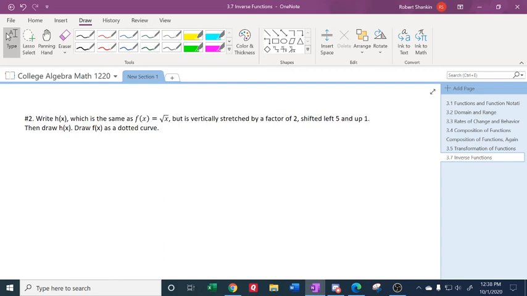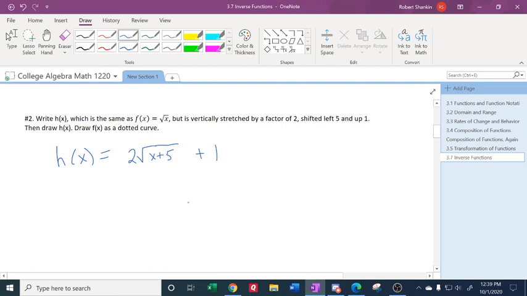Thirty seconds more. Okay, h of x is the same as this, but it's vertically stretched by a factor of 2. So that will do it. Shifted left 5. To shift it to the left 5, I replace x with x plus 5. And it shifts it horizontally in the opposite direction of that sign. And up 1 will go like this.